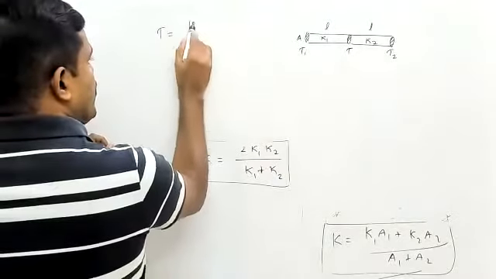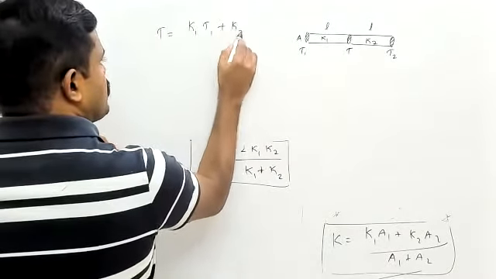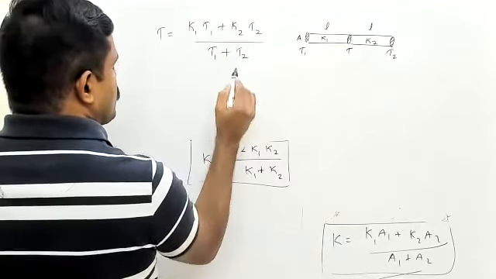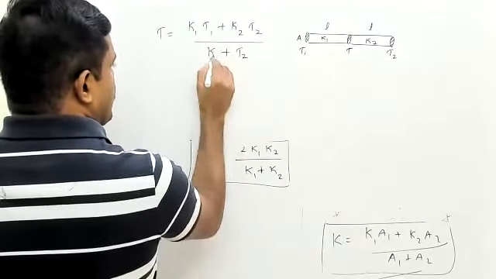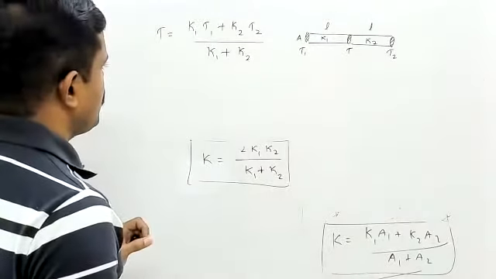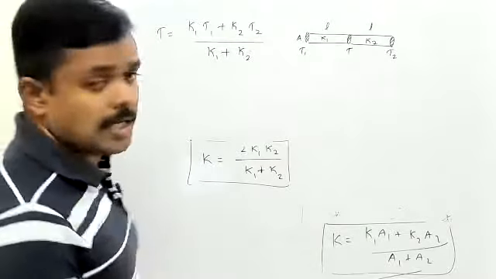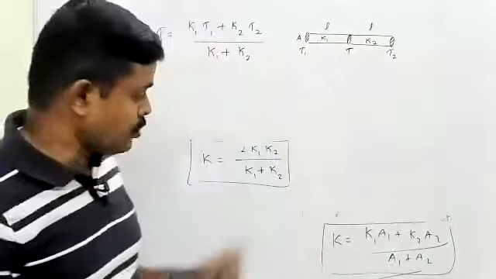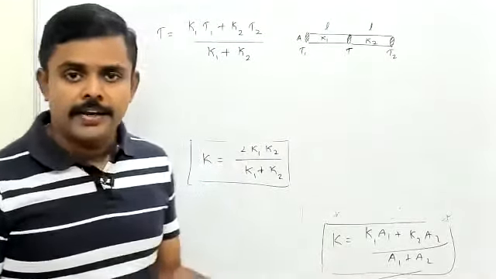So T is given by (K1 T1 + K2 T2) divided by (K1 + K2). That is how you find the intermediate temperature here. That's a shortcut.